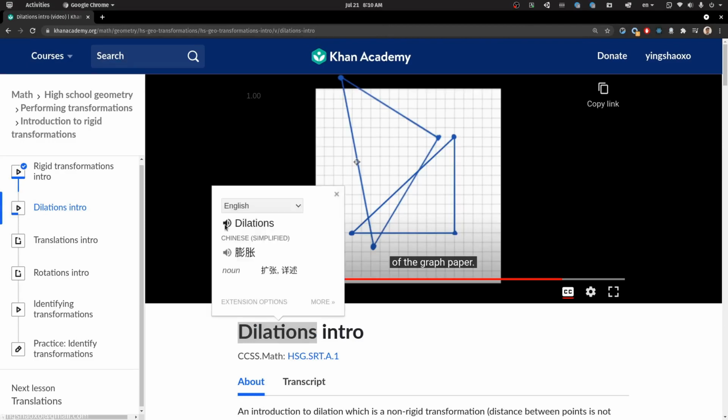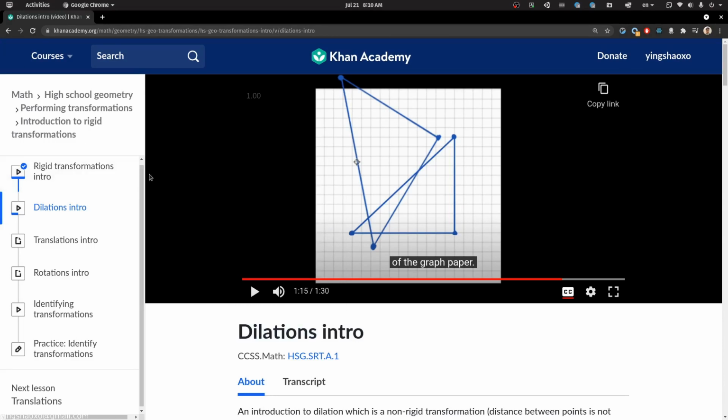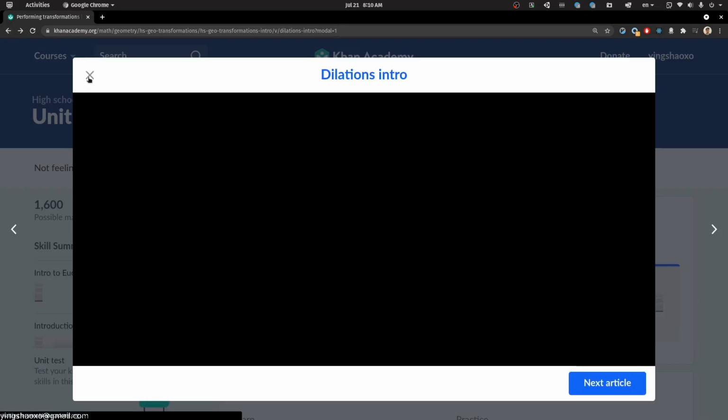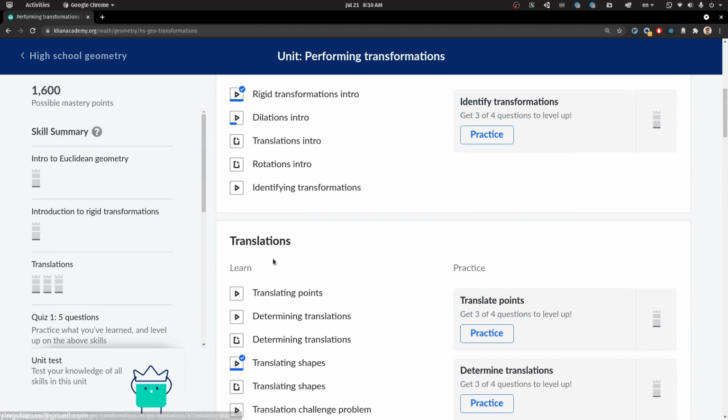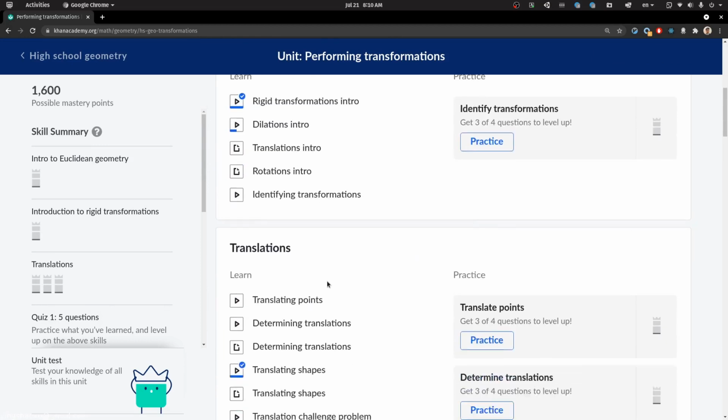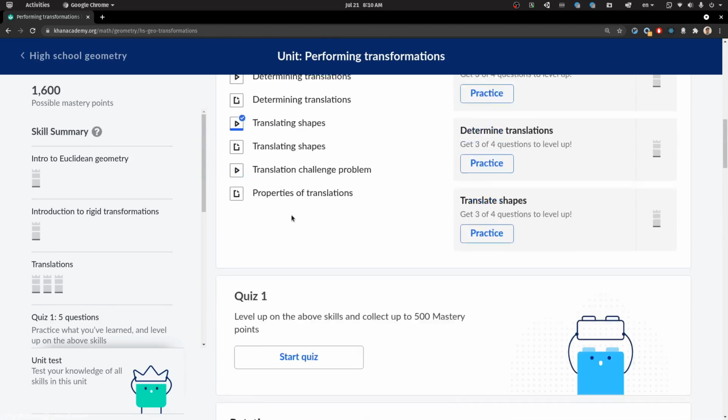Oh, that's how they call that word, dilation. All right, it's just a word that represents a process of scaling up or scaling down an image or object or shape. Then I think we probably have done the understanding about the translation.